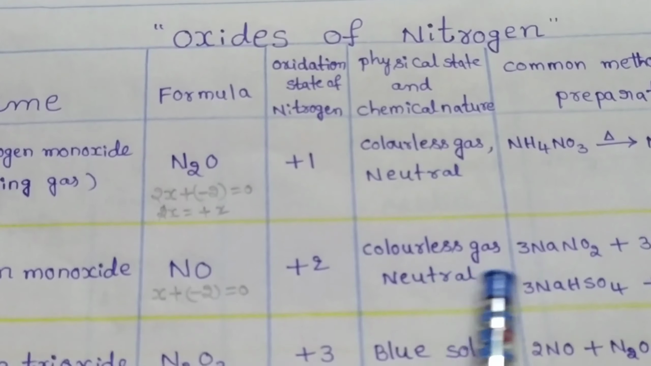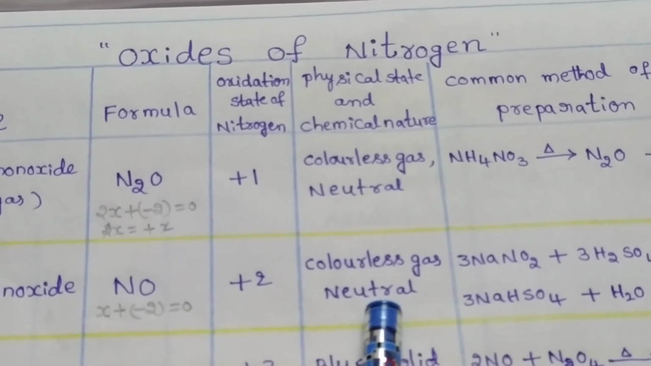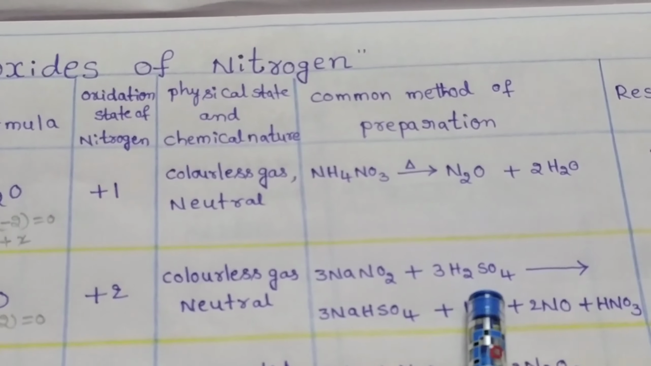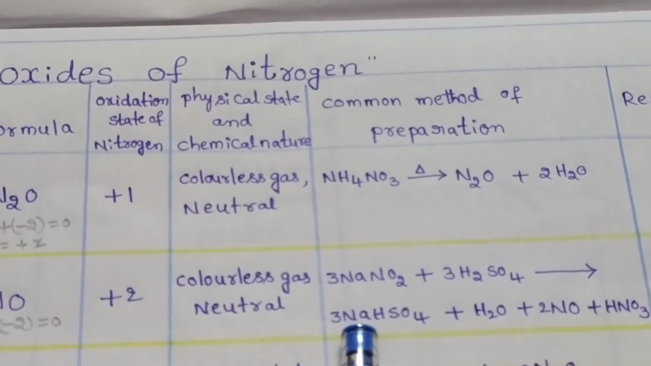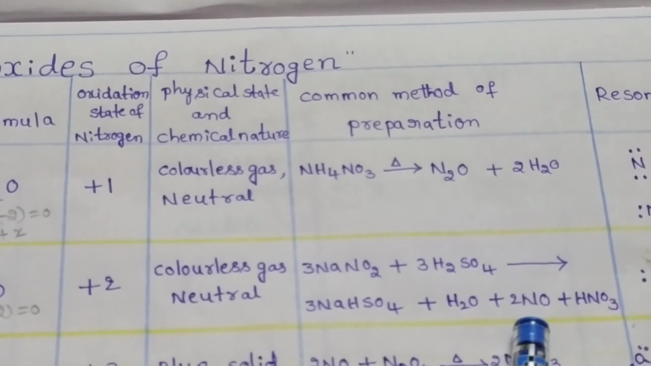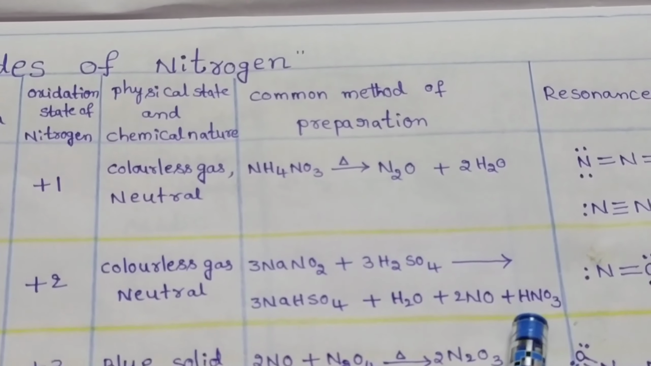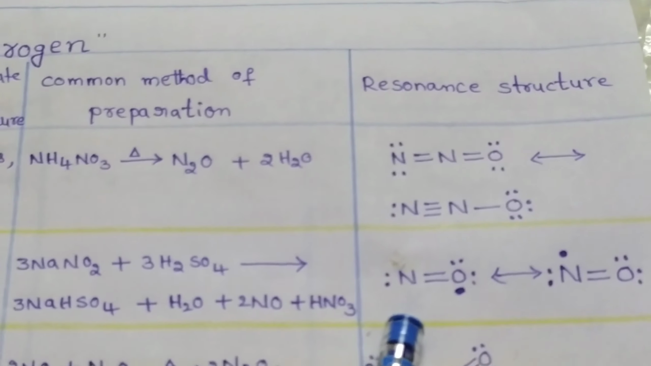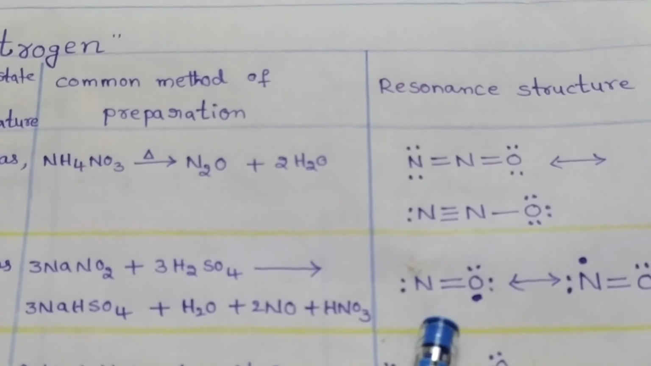It is a colorless gas. It is also neutral in nature. When sodium nitrite is reacted with sulfuric acid, it forms sodium hydrogen sulfate, water molecule, and nitrogen monoxide and nitric acid as the final product. Now we can discuss the structure of nitrogen monoxide.